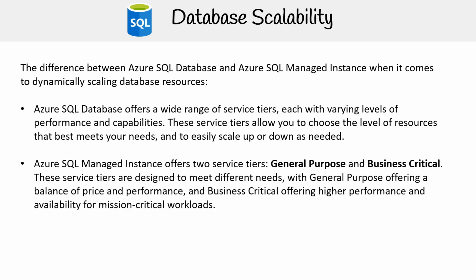Azure SQL Managed Instance offers two service tiers, General Purpose and Business Critical. These service tiers are designed to meet different needs, with General Purpose offering a balance of price and performance, and Business Critical offering higher performance and availability for mission-critical workloads.